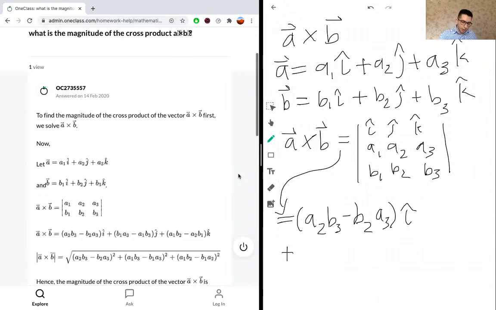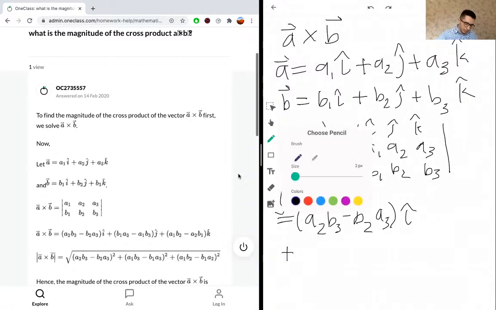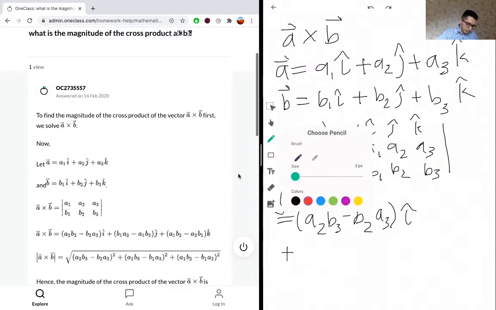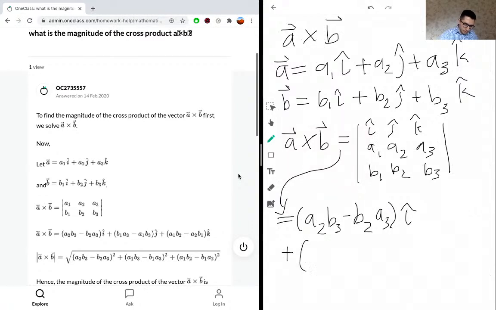In the J scenario, we ignore the J column. So we're going to ignore this column, and I'll highlight in red that we're only going to look at this column and this column. And what we're going to do is the cross: A1 times B3 minus B1 times A3. So we'll write that out: A1 times B3 minus B1 times A3 is J. So that's the J component right there.